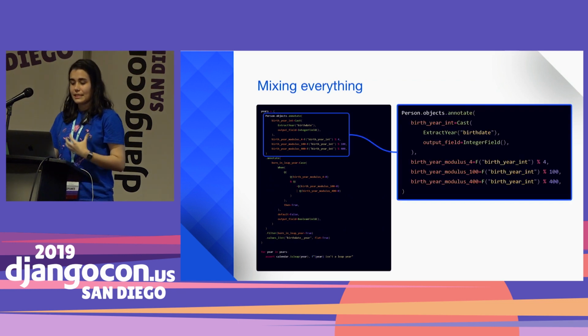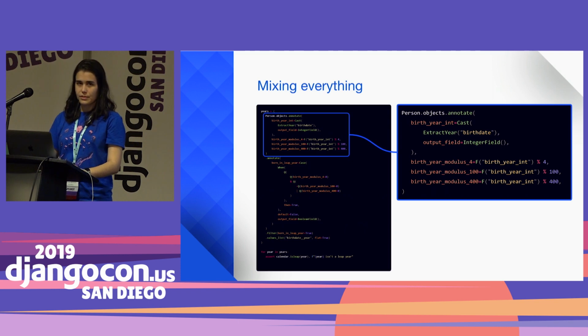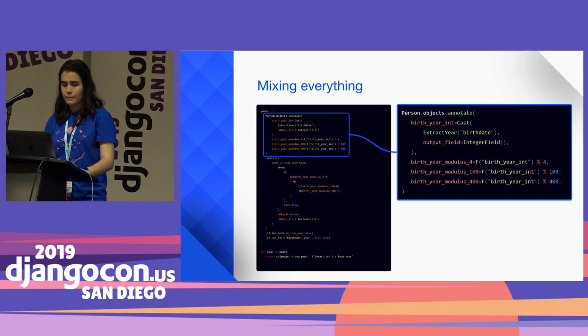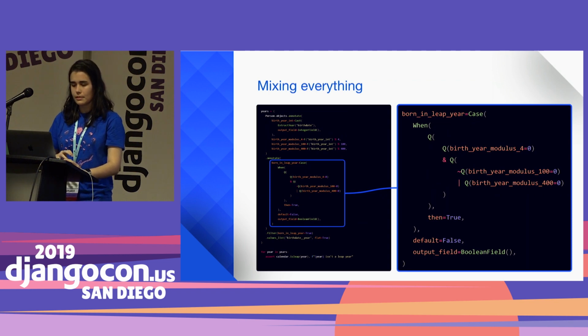So we start by doing the needed annotations with database functions, Cast, to transform the value from extract year to an integer, because extract year at database level returns a double precision floating point. I've never personally used that, but that's what the error said. Then we use F objects to do the operations with reference annotations, to get the modulus of the integer, for example. And then we use the previous annotations in a conditional expression with Q objects. In the When, we define false by default, and we can do all the math to make it true.